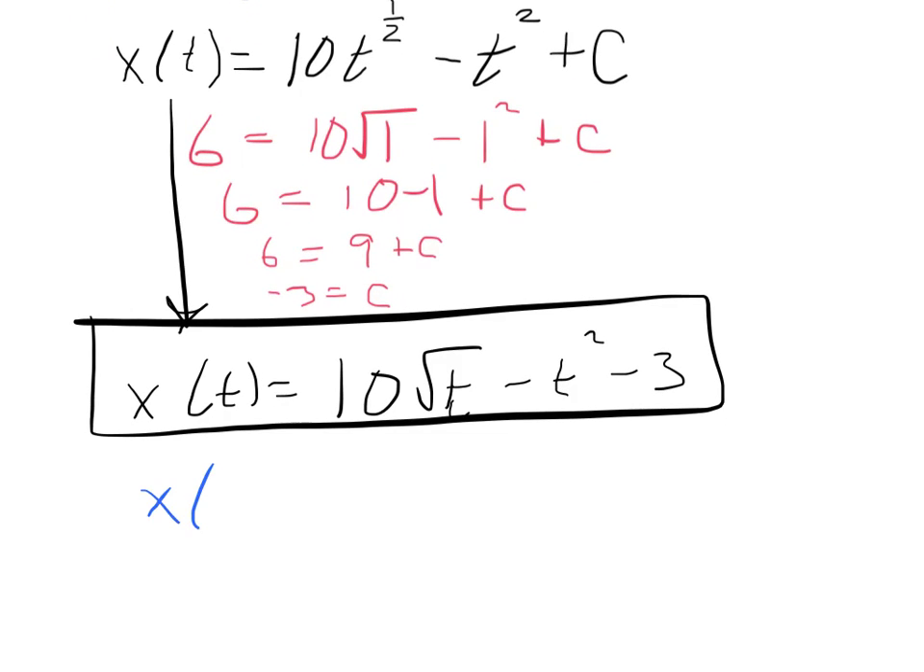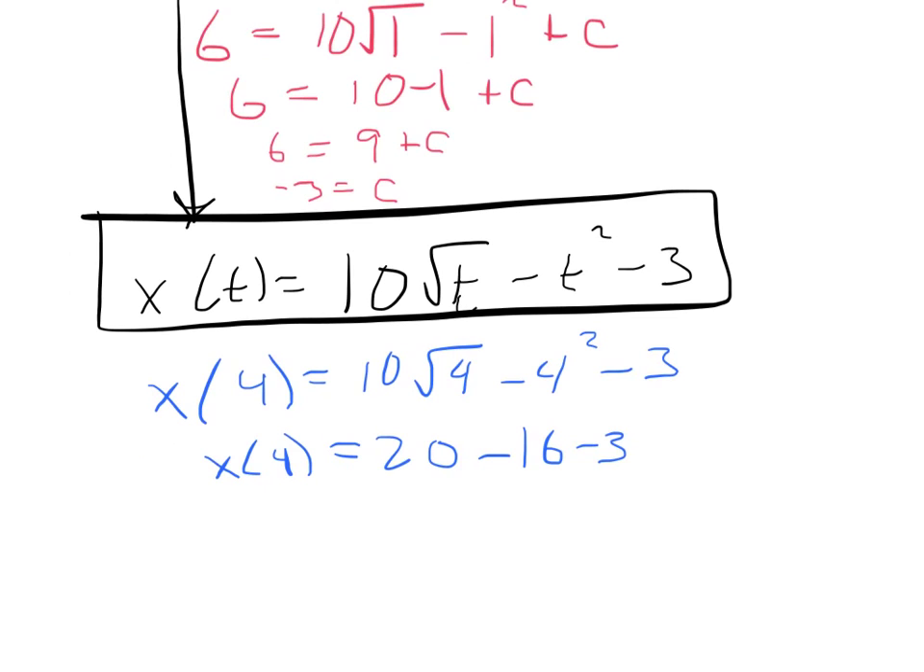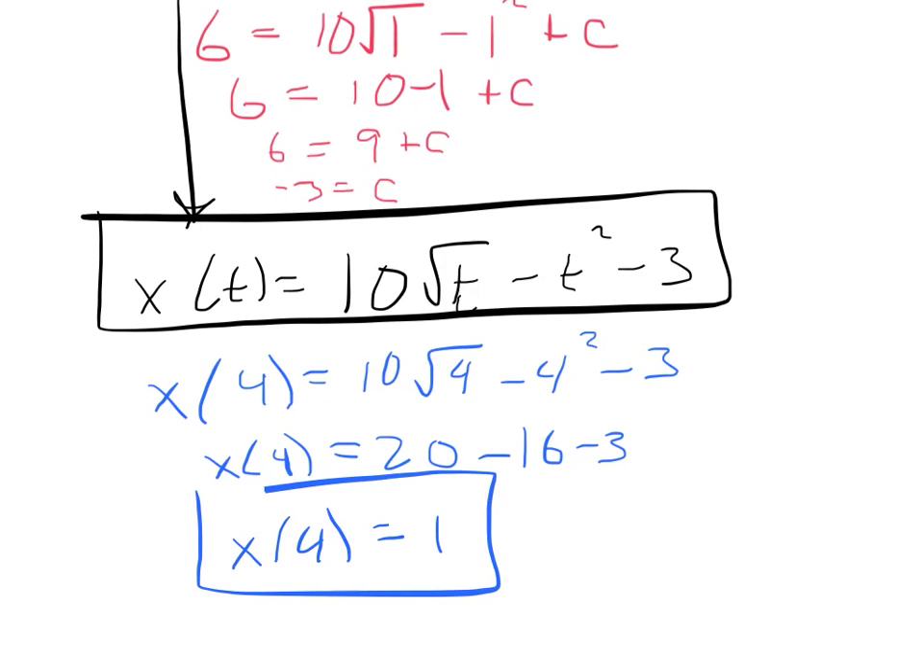So x of 4 is 10 root 4 minus 4 squared minus 3. Let's see here, so this is 20 minus 16 minus 3, which tells me that the object's position at time 4 is 1. And that's the end of the problem.